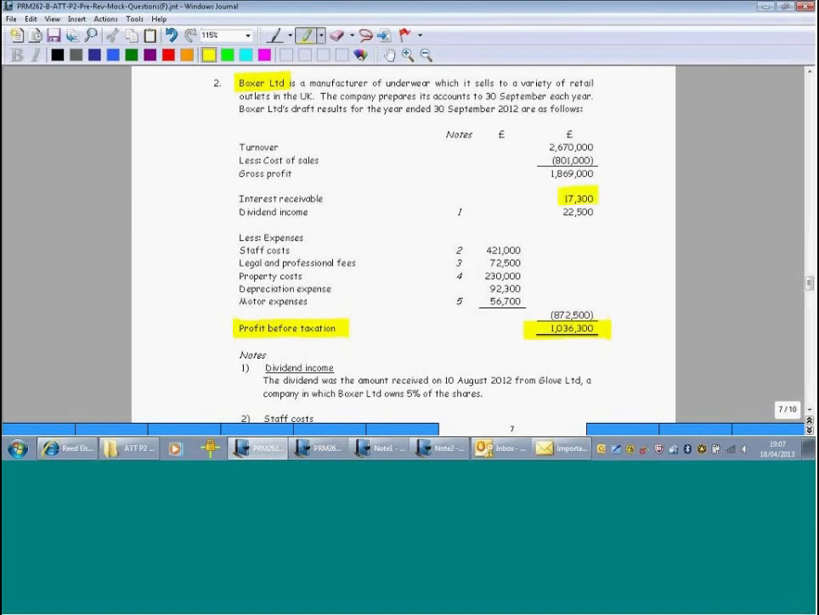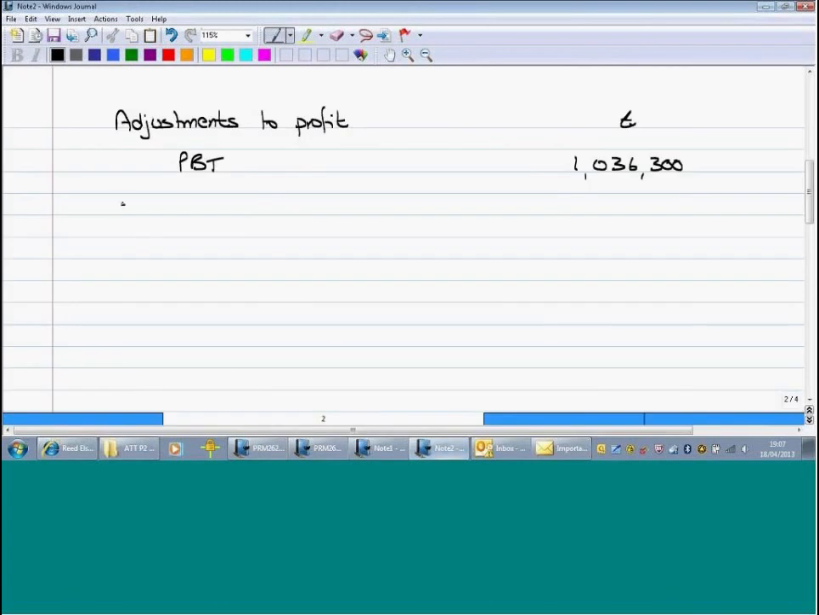So, for instance, we've got interest receivable of £17,800. Well, that, for a company, isn't taxed as part of your trading income. It's taxed as your non-trading profits from loan relationships. So there will be two things that I'm going to do with that figure. First of all, I'm going to deduct that interest receivable in my adjustments to profit working. So I'm going to deduct 17,300 here.